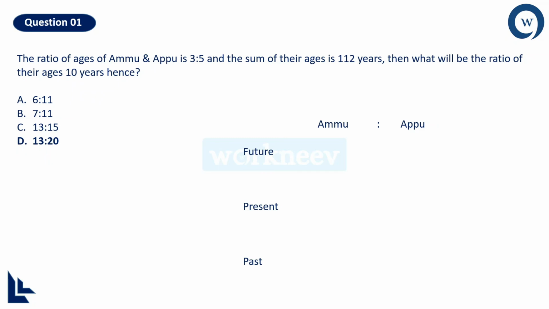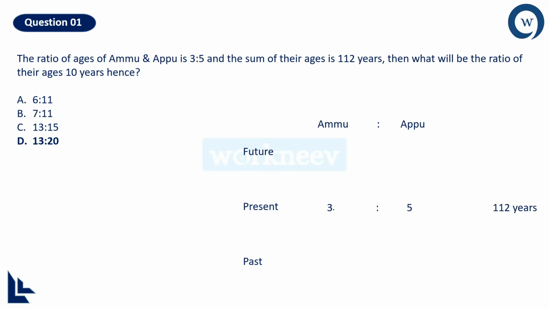That is the present age ratio. I'll take 3:5 in the present section. And it is also given that the sum of their ages is 112 years. If you look here, 3 plus 5 will not give me 112 because these are just the ratio of their ages, but not the real ages.